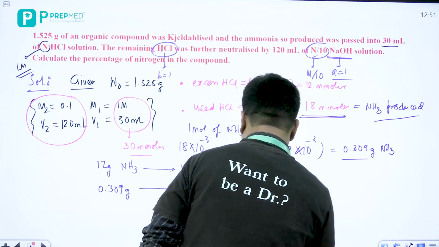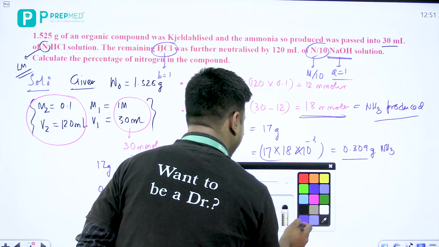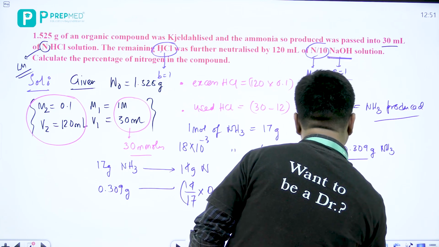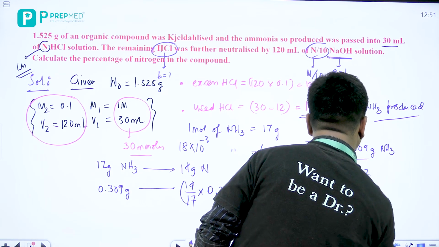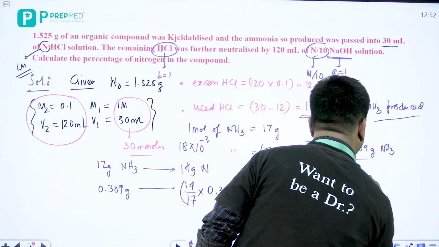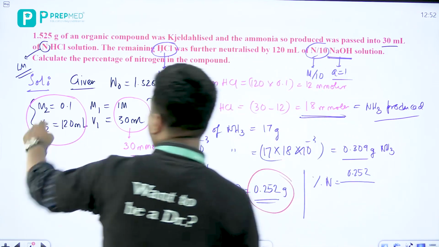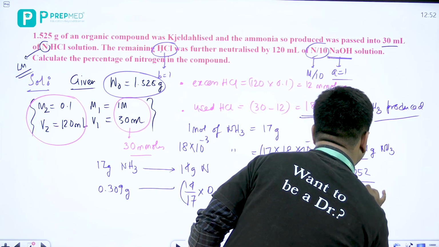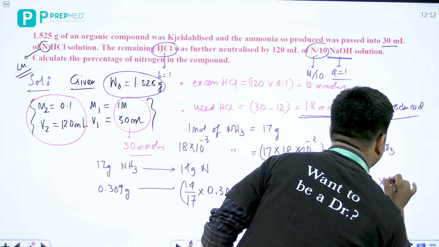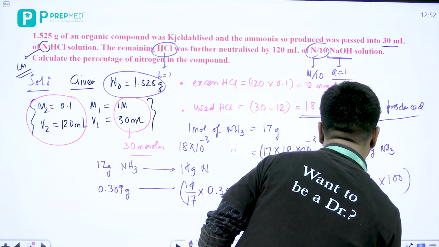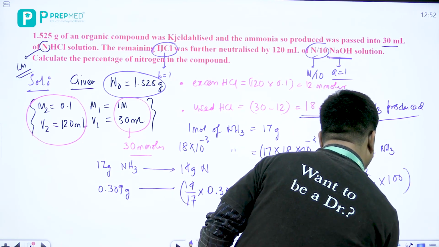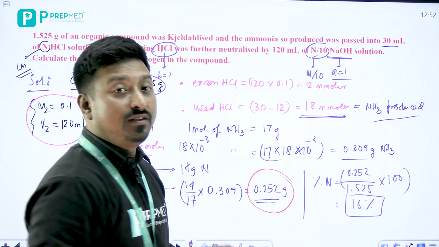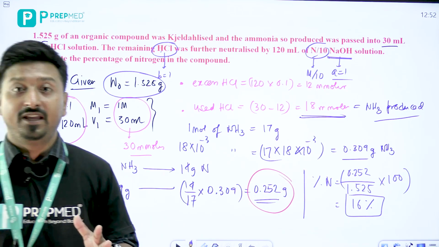So the percentage of nitrogen will be equal to 0.252 divided by the weight given, that is 1.525, multiplied by 100, right? So if you calculate, this will come approximately 16%, which is your answer. Okay, so this is how you tackle a problem in the Kjeldahl method.